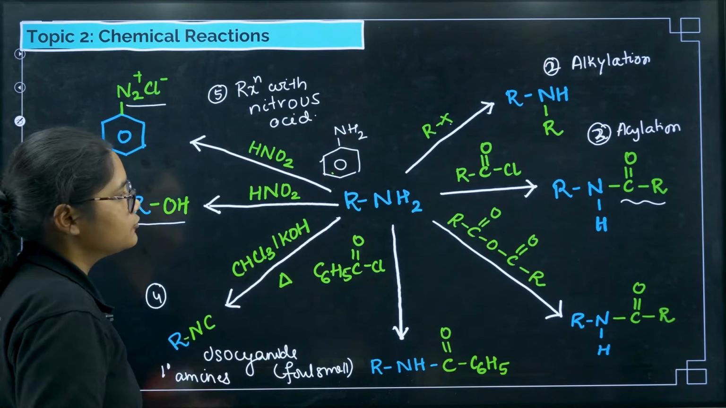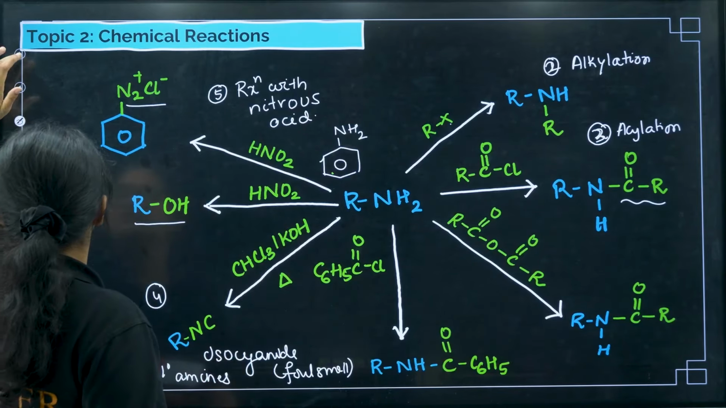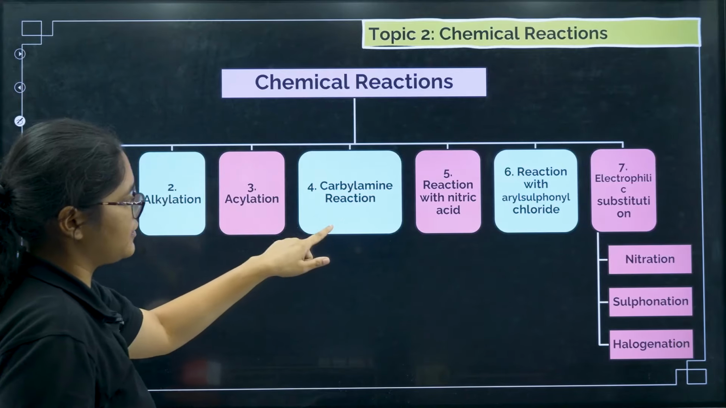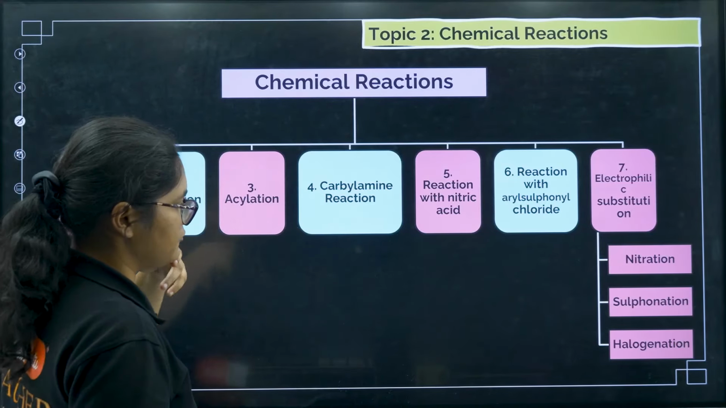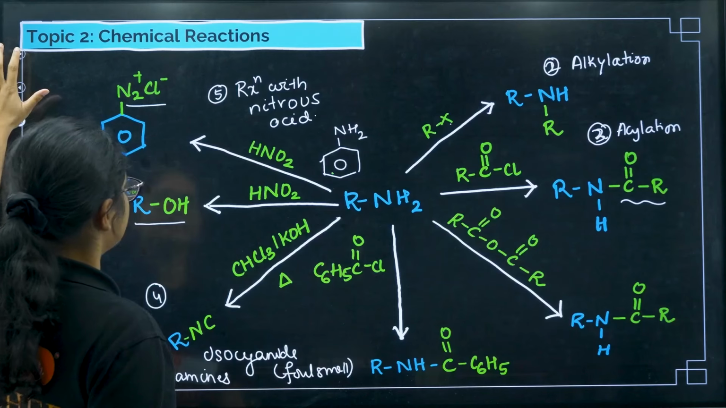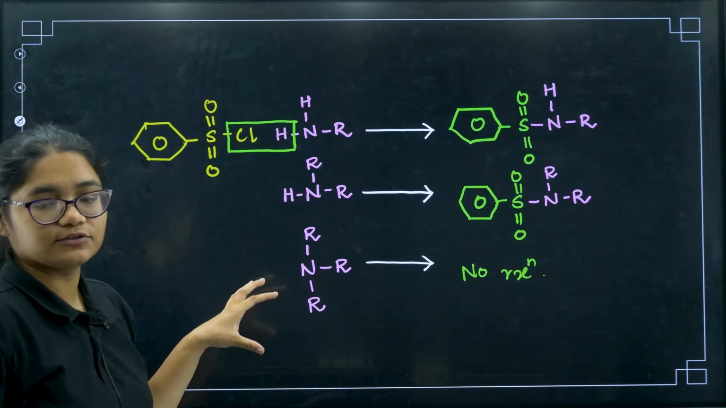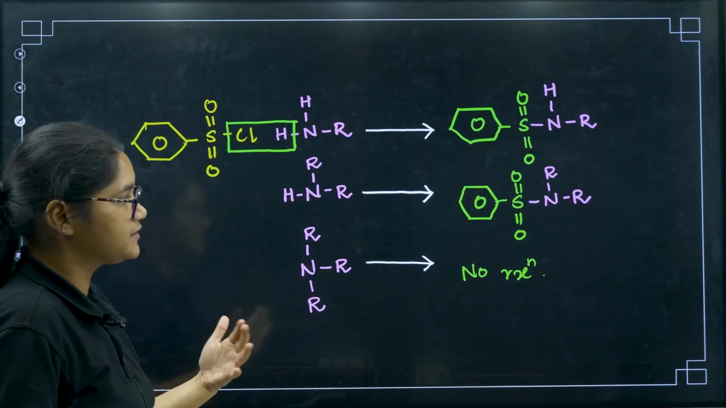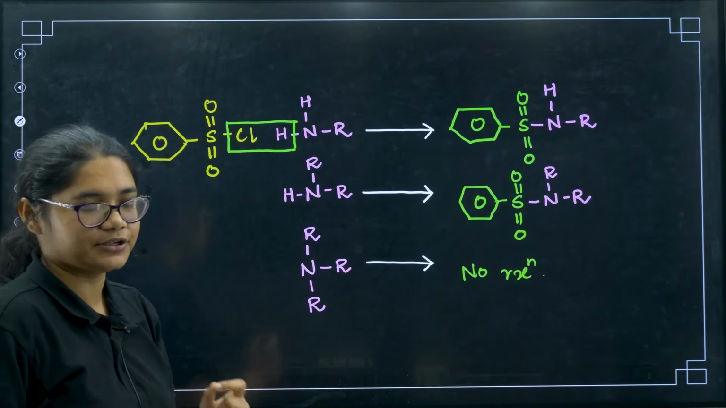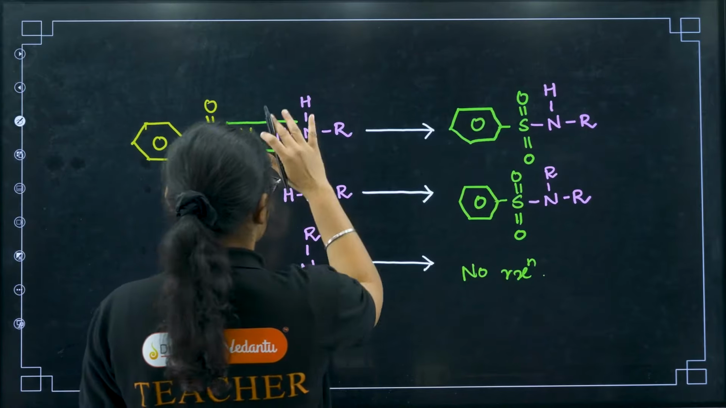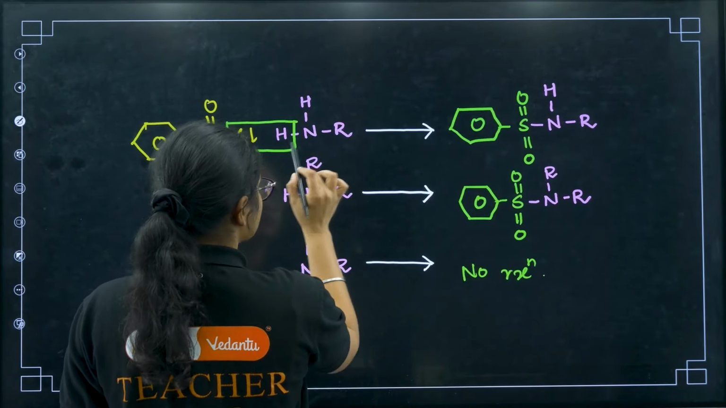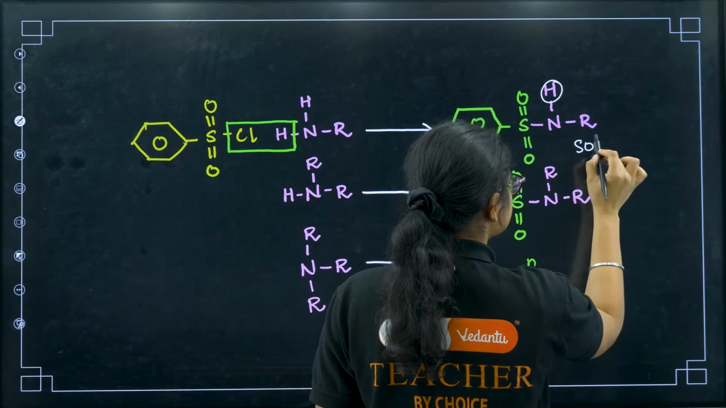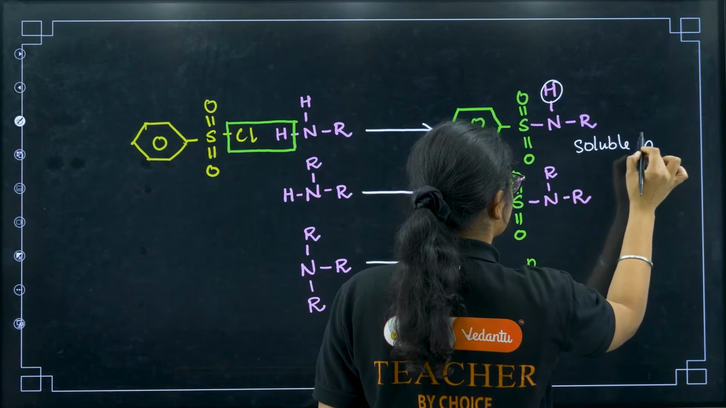Clear? So almost we have done. Next was what? I think we have understood basic nature, alkylation, acylation, carbylamine, nitrous acid. Then we have sulfonyl chloride and the electrophilic substitution. Sulfonyl chloride is used as a test for distinguishing between primary, secondary and tertiary amines. If you have a primary amine, you get a salt here, and this salt has an acidic hydrogen, right?